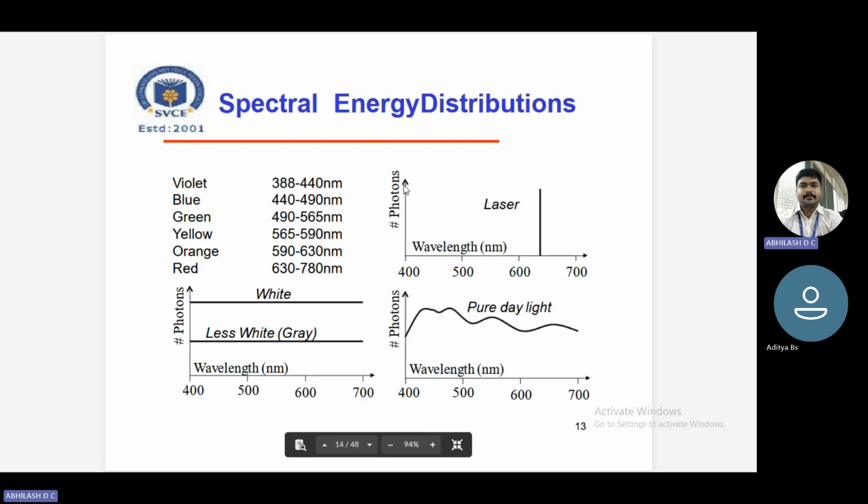Next is about the energy distribution. Not much needed to look into, but the information is just for understanding. Red is on the larger end, violet is on the smaller end, right? The basic concepts of wavelength and frequency, anyhow, we have in physics.